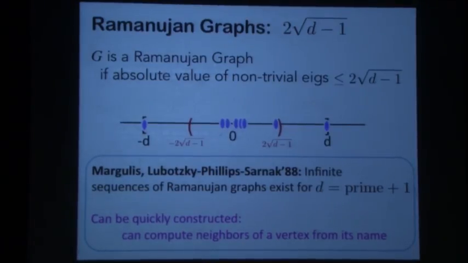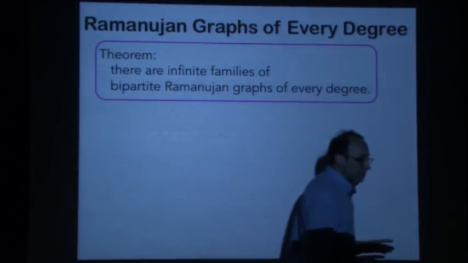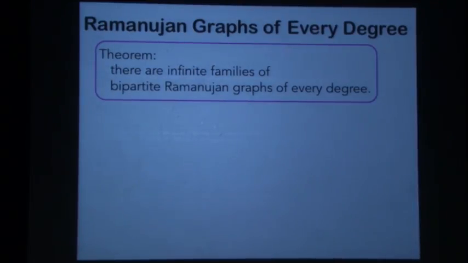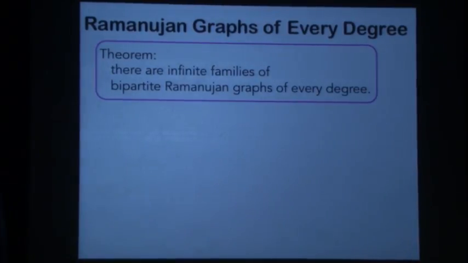OK, so what I am going to tell you about today is a solution of a conjecture. I think Lubotsky was the first one I know to state it, to prove that at least there are infinite families of bipartite Ramanujan graphs of every degree. So in some sense, we now know that Ramanujan graphs are not a fact about number theory. We don't need the degree to be a prime power plus 1. For every single degree, we will now know that there are infinite families of Ramanujan graphs.